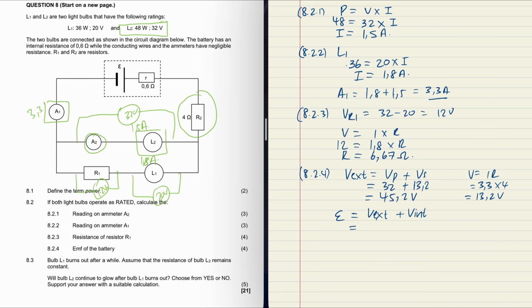Now EMF is equal to V external plus V internal. V external we worked out as 45,2. V internal is equal to I times small r. So 45,2 plus total current 3,3 times the internal resistance 0,6. If you add them up together, we're going to get 47,18 volts. So that's the EMF.